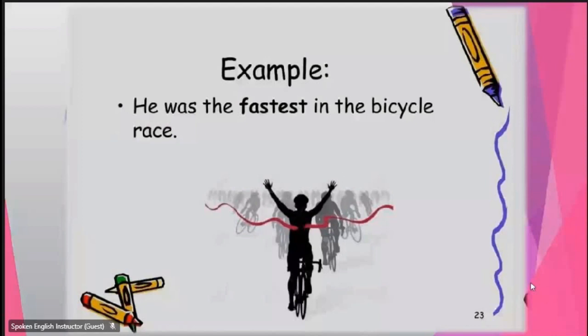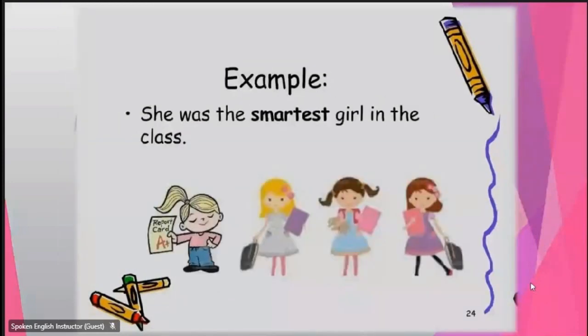He was the fastest in this bicycle race. For example, why did he win the race? The reason behind that was he was the fastest. He was at the top. He was the best at his cycling skills. That is why he was the fastest in the bicycle race, and that is why he won the race actually.